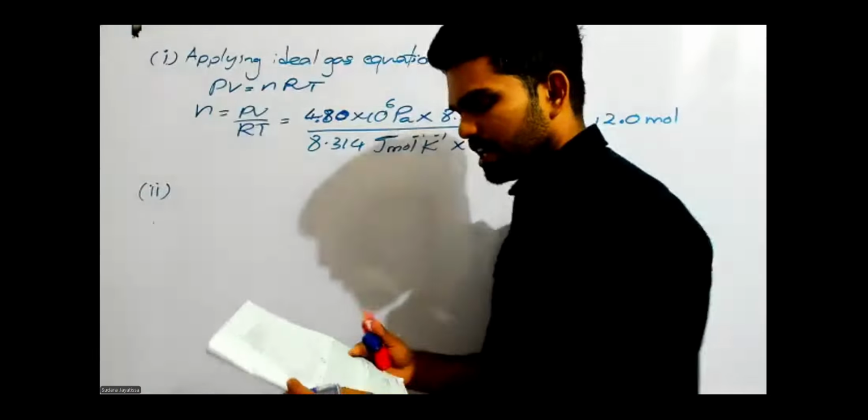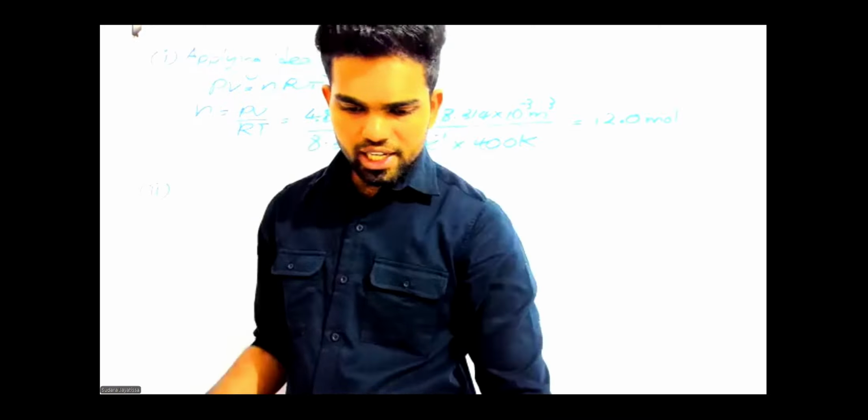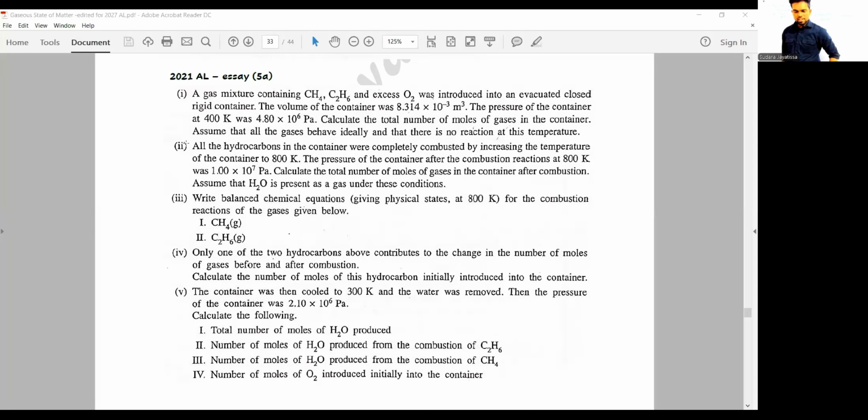Then look at the second part. Second part is after the reaction. Okay, look at the question one more time. After the reaction, all the hydrocarbons in the container were completely combusted by increasing the temperature of the container to 800 Kelvin. The pressure of the container after the combustion reaction at 800 Kelvin was 1 into 10 to the power 7 Pascal.